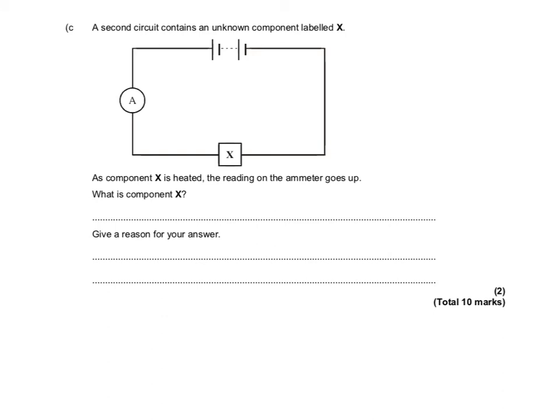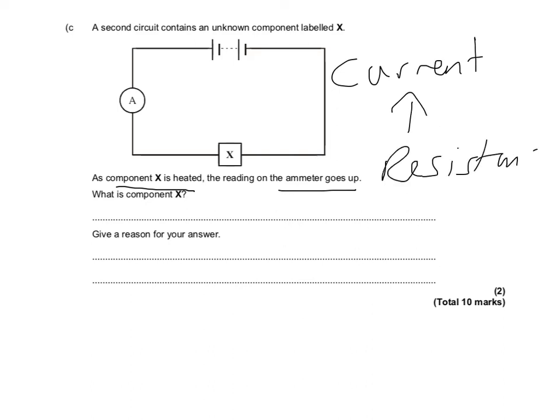So the last part of this question shows you a second circuit with an unknown component labelled X. It says when component X is heated, the reading on the ammeter goes up. So let's try and think about what that means. That means that if the reading on the ammeter goes up, then the current has gone up. If the current's gone up, the resistance has gone down. We need to now think about a component whose resistance decreases as temperature goes up, and you should think that that is actually a thermistor.